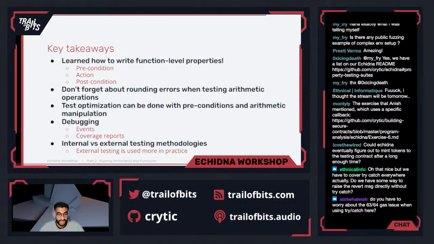Debugging, we looked at events, helping us identify the intermediate state of your system when you're writing fuzz tests. We looked at coverage reports. Remember, coverage reports are your best friends. Please do not run Echidna without coverage reports, especially if you're doing something kind of advanced. It is a waste of your time. Check it every single time you run Echidna and you Control-C Echidna. Go check your coverage report. Go get some confidence about what you're doing.